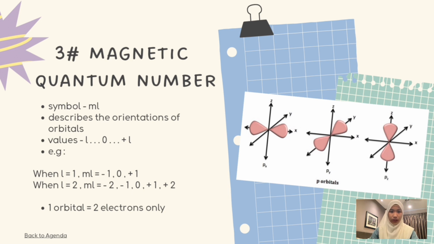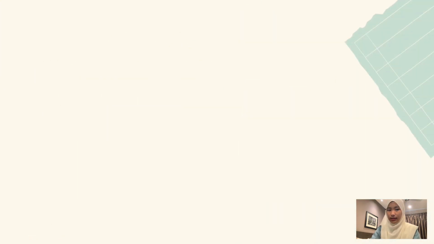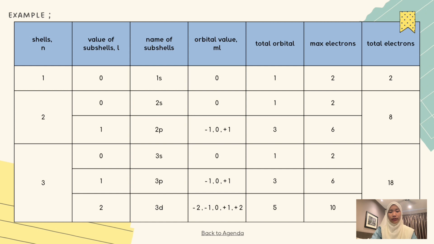One orbital can only fit 2 electrons. For example, as shown in this table, n equals 1, the first shell, has only 1 subshell. So the value of the subshell starts from 0, and 0 represents s. So the name of the subshell is 1s. The orbital value is 0 because it starts from 0, so the total orbital is only 1. The maximum number of electrons in one orbital is 2, so the total electrons is 2.